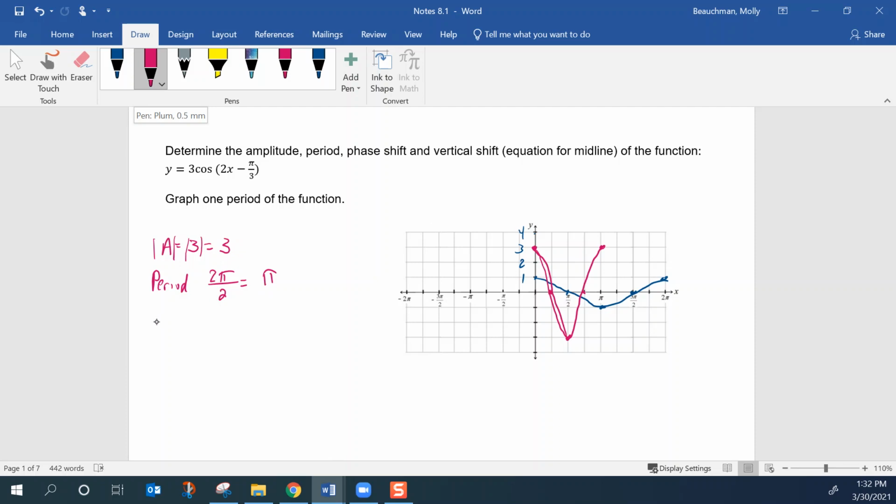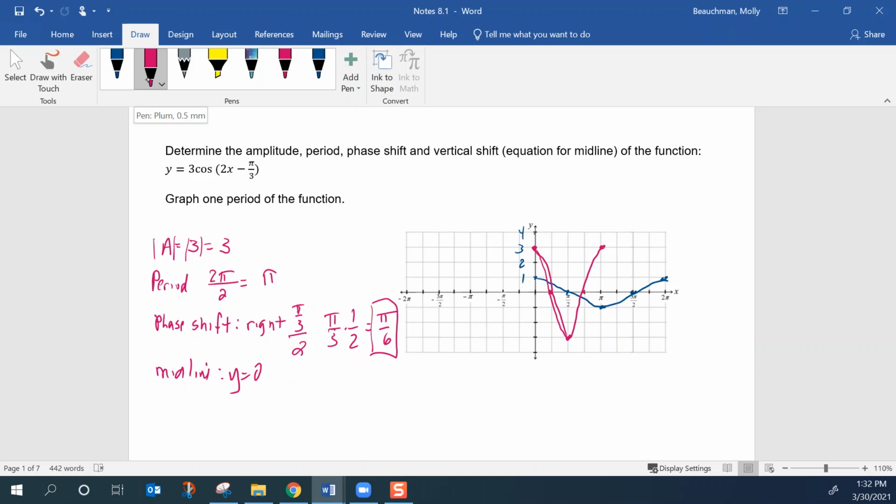Now identify the phase shift. Phase shift, I have a minus, so I'm going to go to the right. Pi over 3 divided by 2. So pi over 3 divided by 2 is the same thing as pi over 3 times 1/2, which is pi over 6. So I'm going to move my graph to the right, pi over 6. And then d, there is no value for d, so the equation for the midline is y equals 0, or the x-axis.